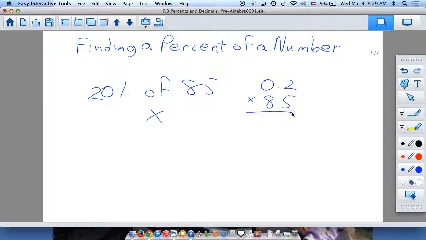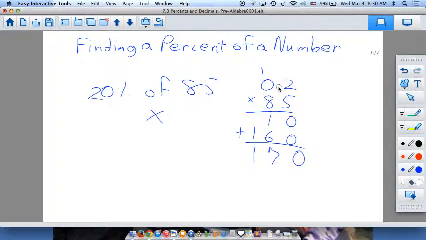So I take 5 times 2 and I get 10, carry the 1. 5 times 0 is 0, plus that 1 we carried would be 1. Second row, don't forget to start with that 0. 8 times 2 is 16. Once again, I'm going to carry a 1, so 8 times 0 is 0, plus that 1 is 1. We add those columns up and we get 170.